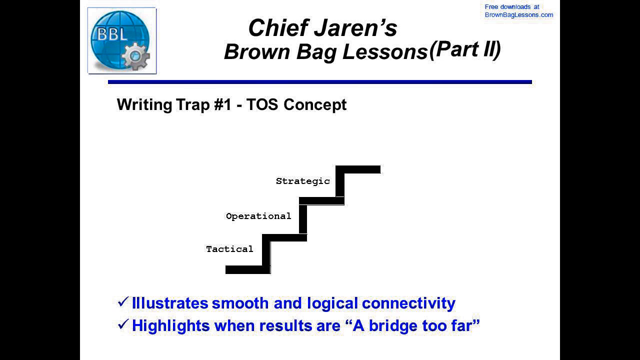The first trap I want to show you is, I call it the tactical operational strategic concept. Easier said, the TOS concept. If we look at the model, you can see I have those three components in a stair step. And what I'm trying to do is use this model to illustrate the smooth and logical connectivity when you're attributing strategic level results to a tactical action. A lot of words. It's going to be much easier to see when I just show you a couple of bullets.